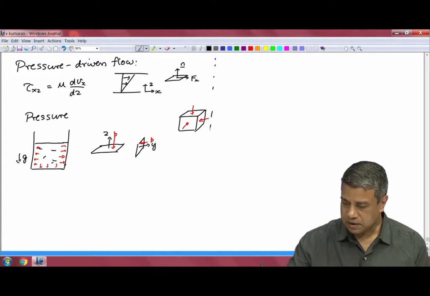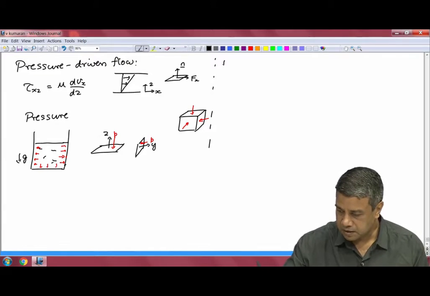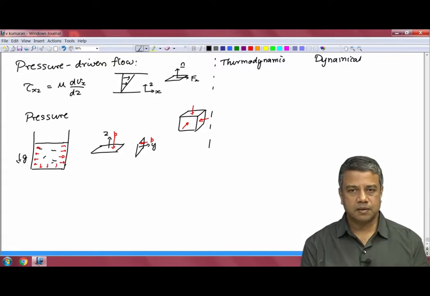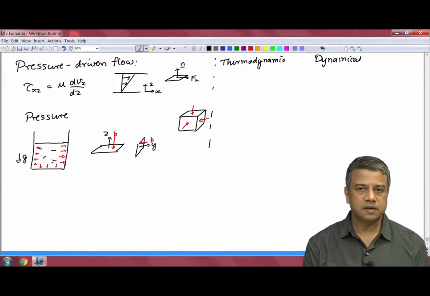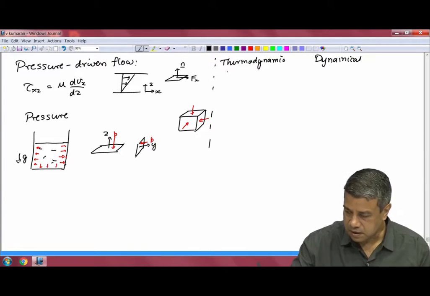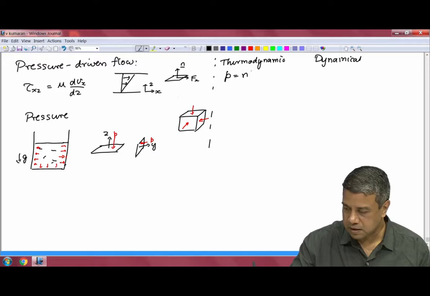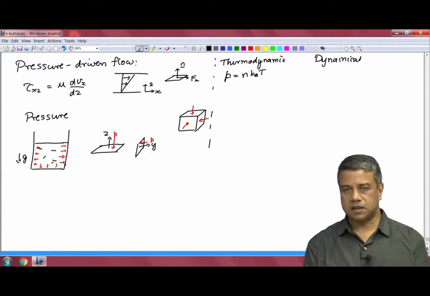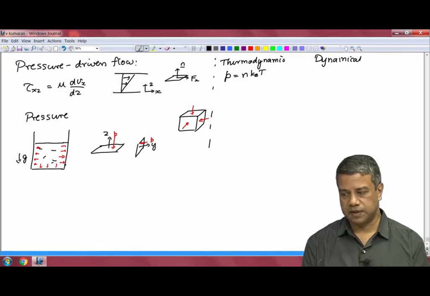It is important to make a distinction between thermodynamic and dynamical pressure. The thermodynamic pressure is the pressure, for example, that you get from the ideal gas equation of state. P is equal to N kBT, for example, where N is the number of molecules per unit volume.